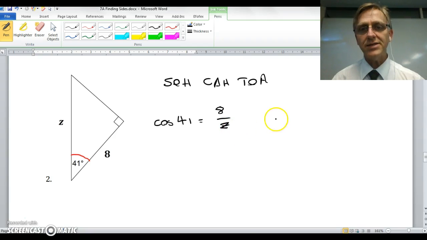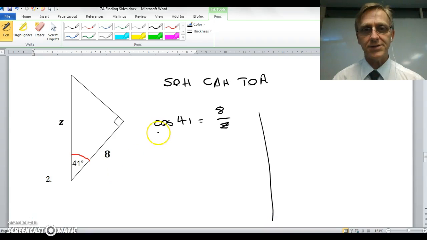Now, there are two ways to do these. There's the shortcut and the long way. I'll show you the long way first. The long way is to flip both sides because we want to get z on the top of the fraction. So if I put z on the top of the fraction here by inverting it, I also have to invert this side, and I get 1 over cos of 41.